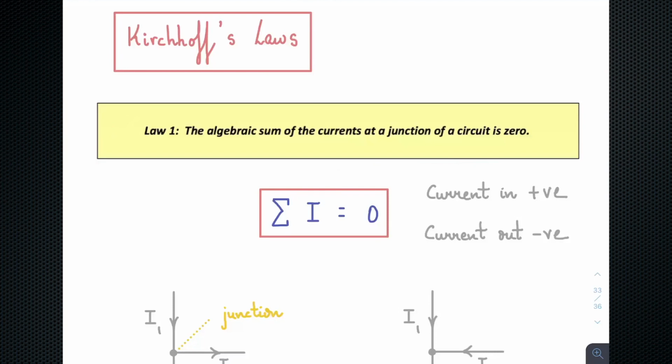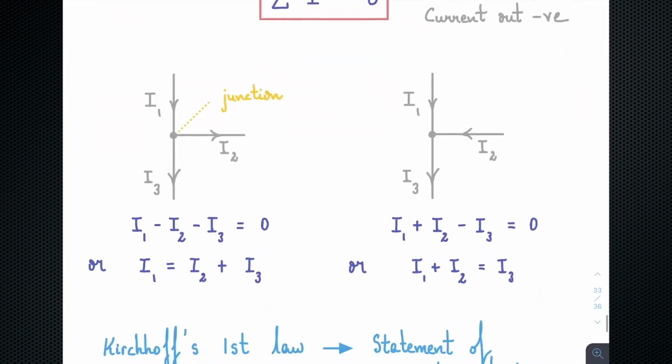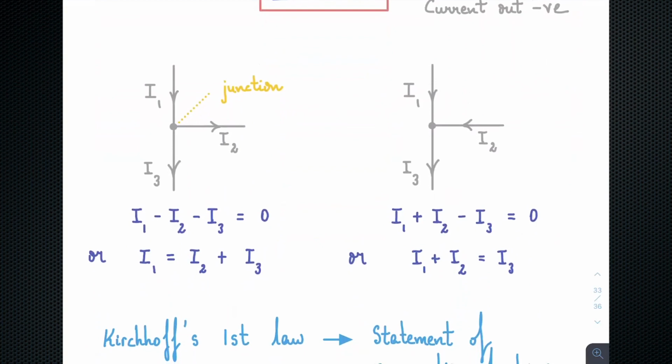In other words, mathematically, we are saying that the algebraic sum of currents at a junction of a circuit is zero. The normal sign convention is to take the current as positive when it is flowing into the junction and negative if flowing out of the junction. And here I'm showing a couple of situations. In the first, we have a current I1, which is approaching a junction, and the current leaving is I2 through here and I3.